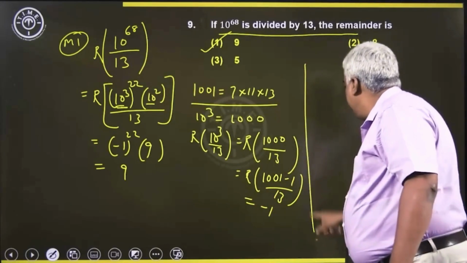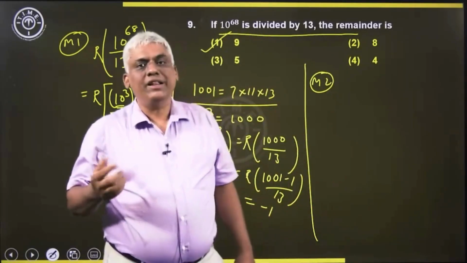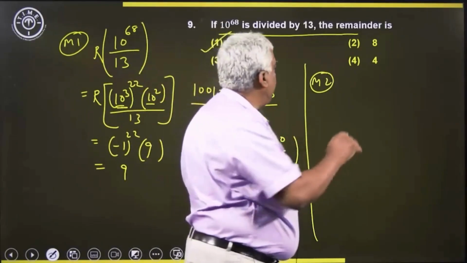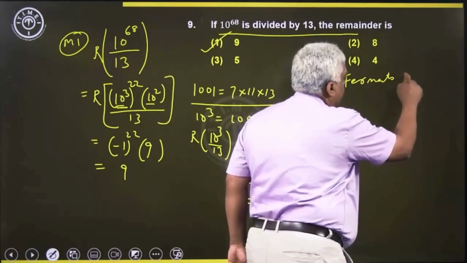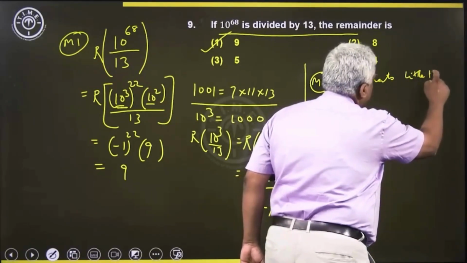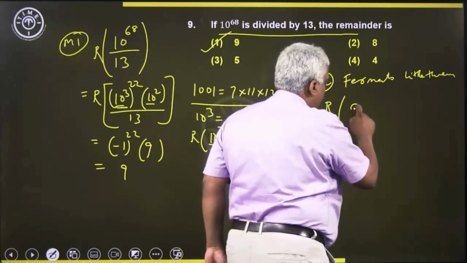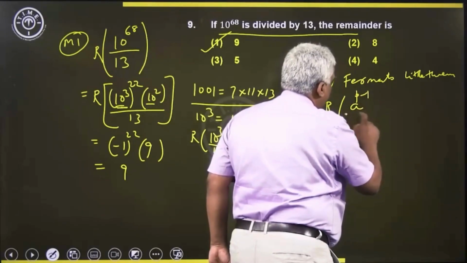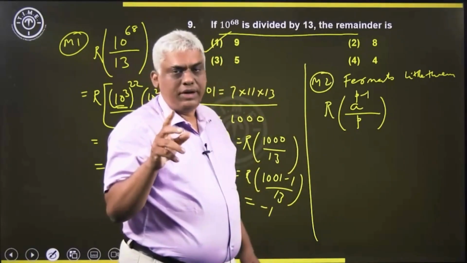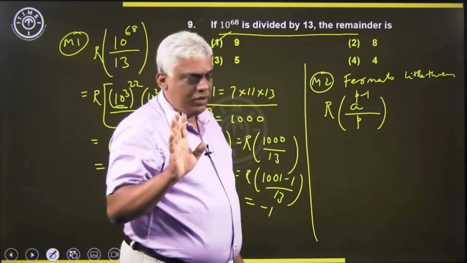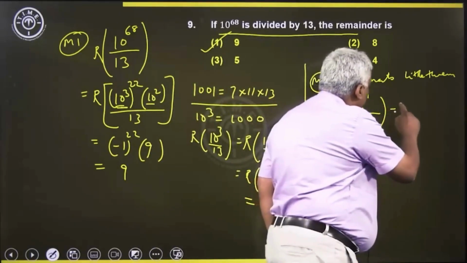Another way of doing it is we can use Fermat's little theorem, right. What is Fermat's theorem? If you divide a to the power p minus 1 by p, where p is a prime number, and a and p are co-prime, right, so a is not divisible by p, then your remainder is 1, right.